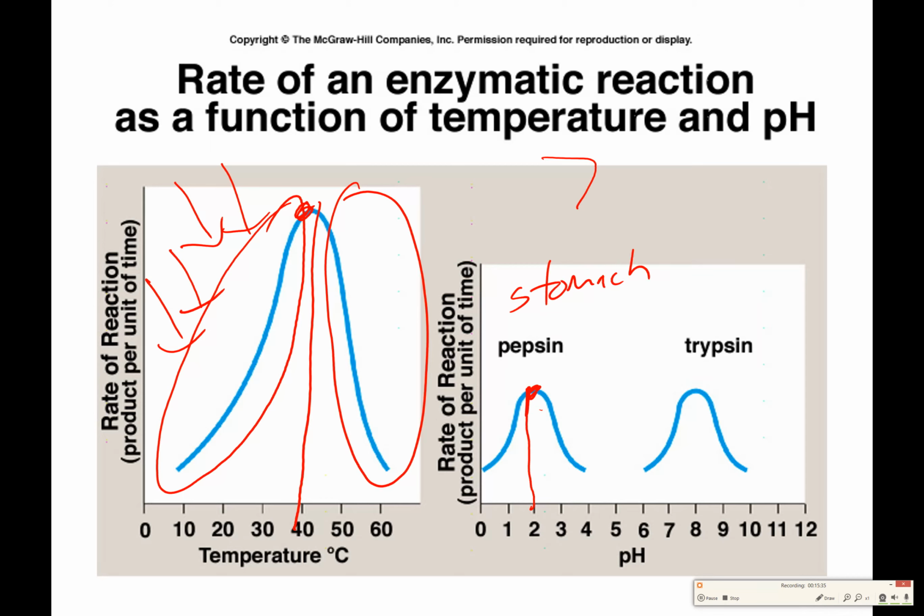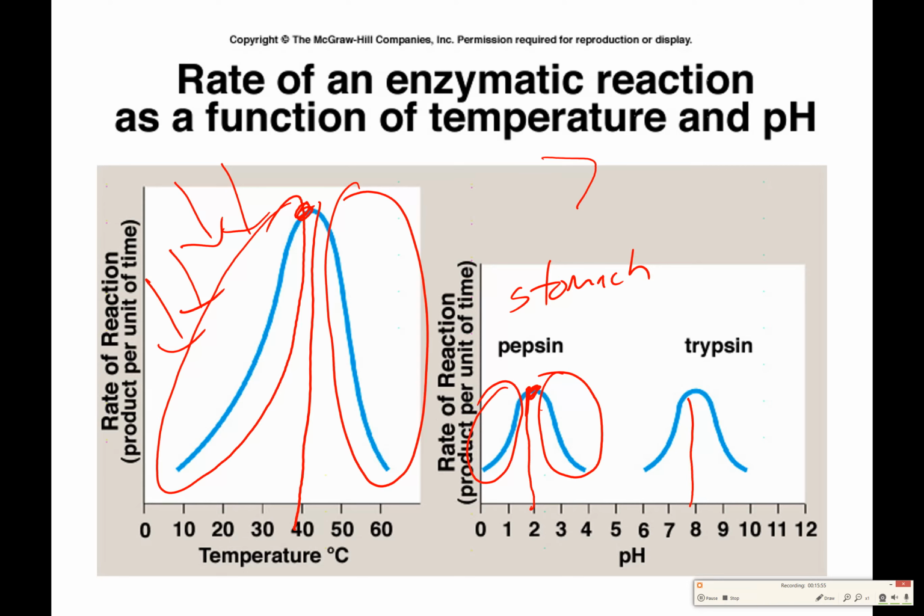If the pH gets more acidic than 2 and the pH drops, pepsin doesn't work as well. It starts to denature. If the pH goes above 2 and becomes more basic, pepsin doesn't work as well because it starts to denature.